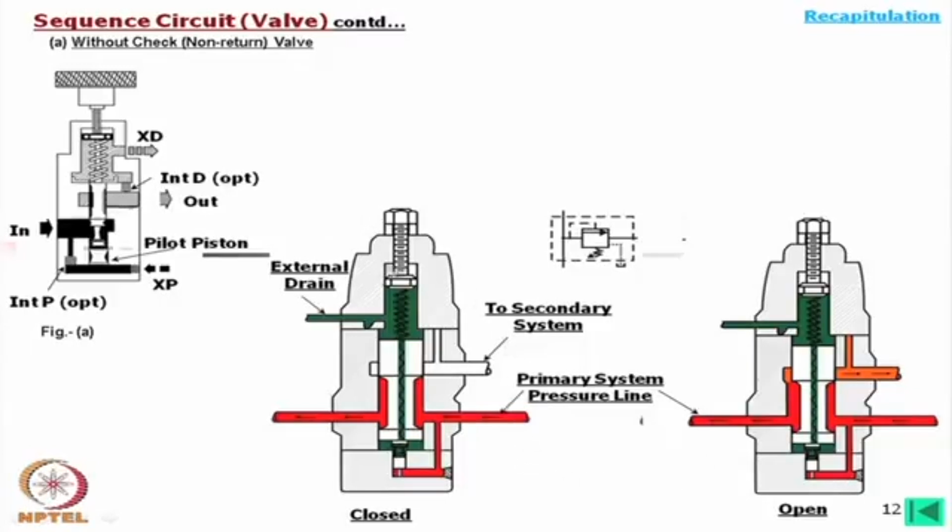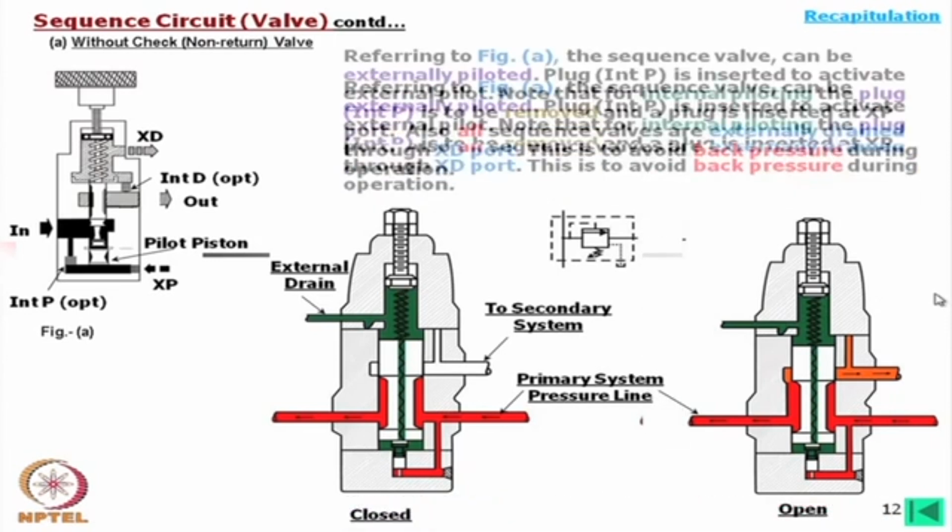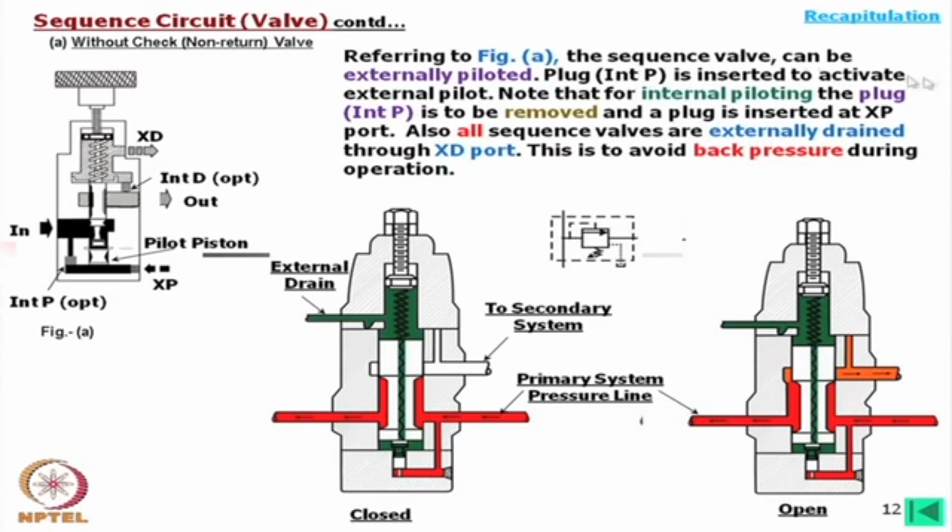And also if you can study, this primary system pressure line is here, and with this, when the pressure exceeds some amount, then this is opened to the secondary system. Okay. So, I suggest that you should see this figure and you should study this valve. Here it is written how it operates.